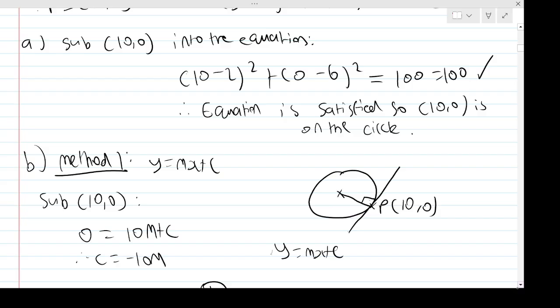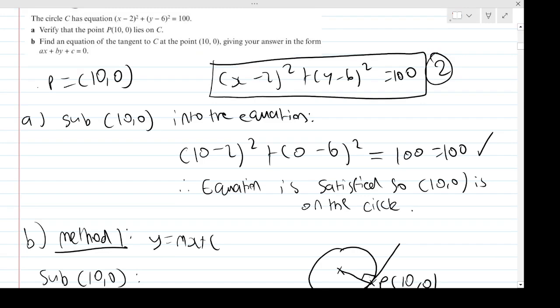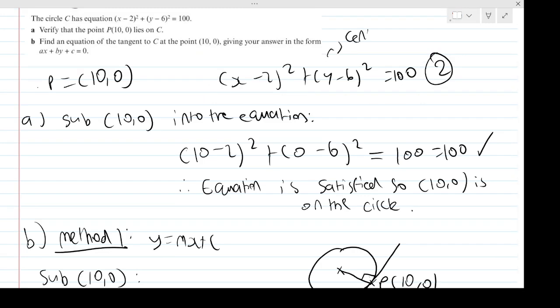Then what I do need to know is the gradient of the radius. Well, I know the radius is at that point P, but it also goes through the centre, right? So I can work out the gradient between the centre and the point P, which then allows me to get somewhere. I know how to find the centre because I'm given the equation of the circle. If I read off it, if it's minus 2 for x here, it'd be plus 2 here. And then if it's minus 6 for y here, it's plus 6 there.